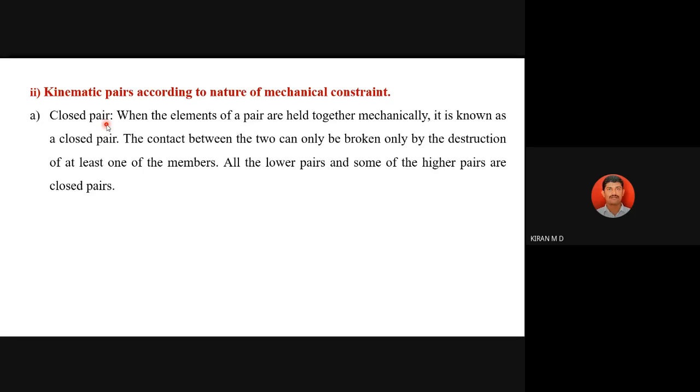Partially constrained means, for example, in some cases the component has contact, and in some cases it may lift. For example, a wheel is rolling on the road surface. Due to some forces or some obstacle, it may lose the contact. It will come up and then come down again. We count that as the partial constraint. It means there is no restriction from lifting off the surface. Is it clear?